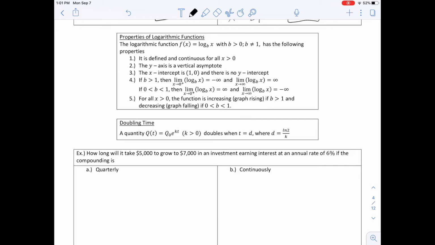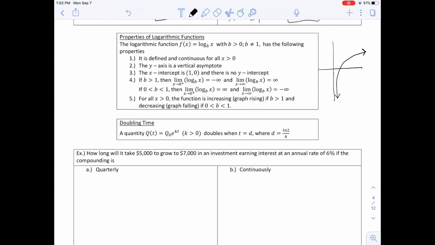If b is greater than 1, then the limit as x approaches 0 from the right of log base b of x is equal to negative infinity, and the limit as x approaches positive infinity of our logarithmic function is going to be equal to infinity. And you can see that up above in our graph, and I'll go ahead and just sketch that really quick for a logarithmic function. As it goes off to the right, it's going off to positive infinity, and to the left, it's going down to negative infinity.